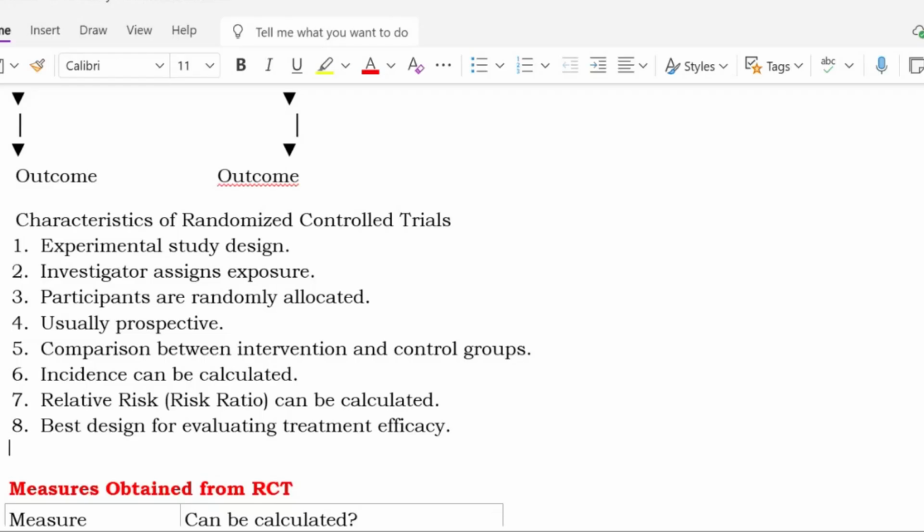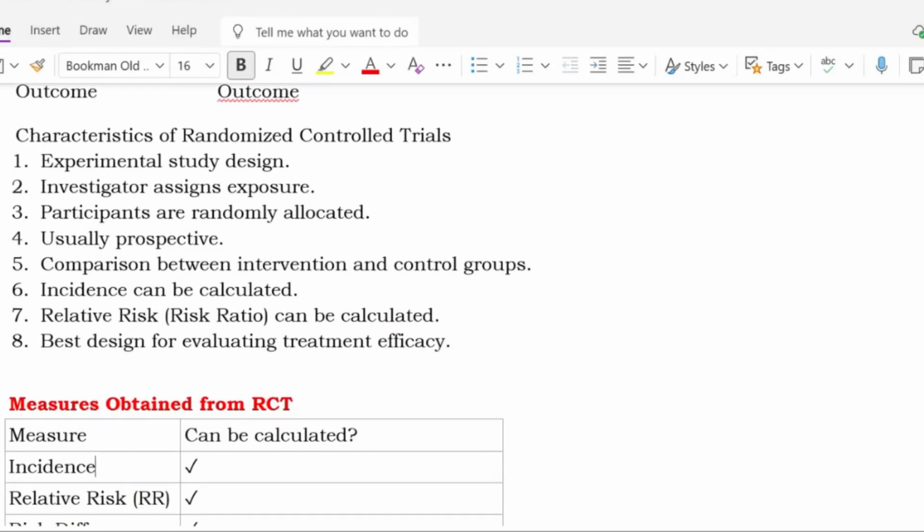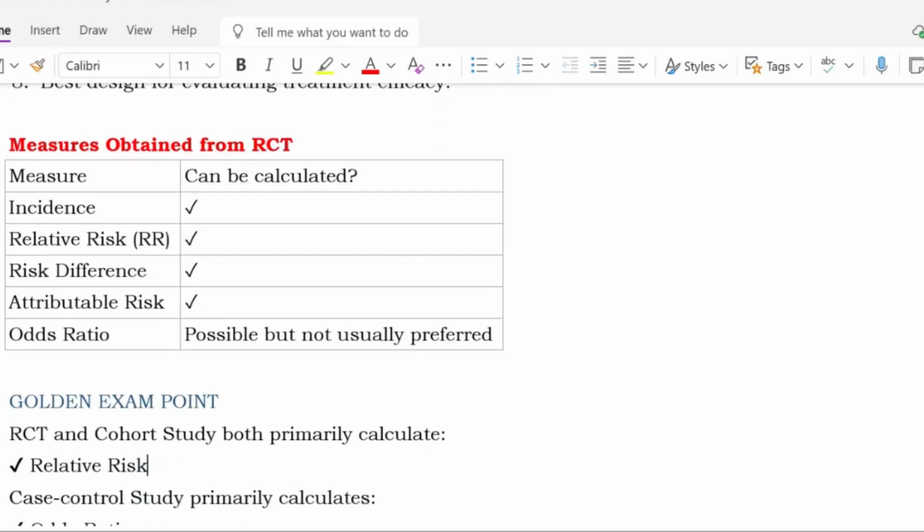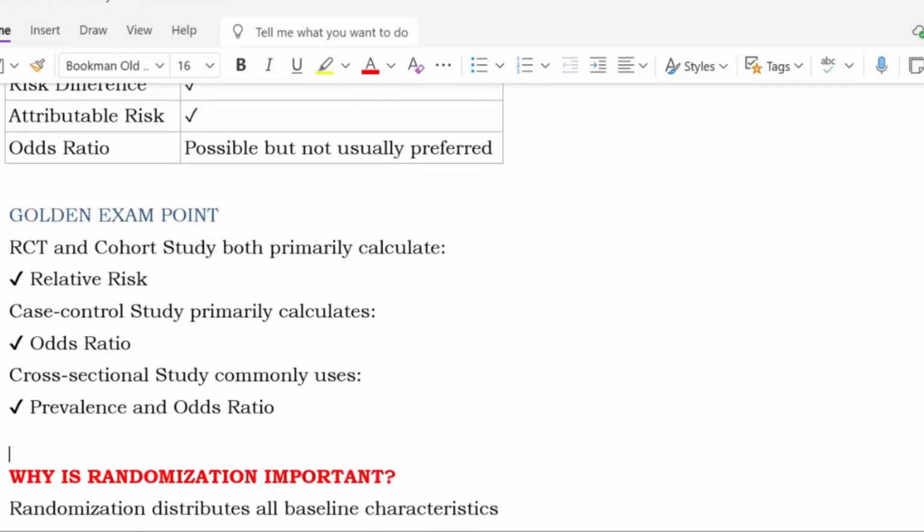Okay. So what are the things which we measure in the RCT? Incidence can be calculated. Relative risk can be calculated. Risk difference and attributable risk can be calculated. Odds ratio is also possible, but not usually preferred in this clinical trial. But mainly incidence you get, relative risk you get, attributable risk also you get here. And risk difference you can also calculate from the clinical trial.